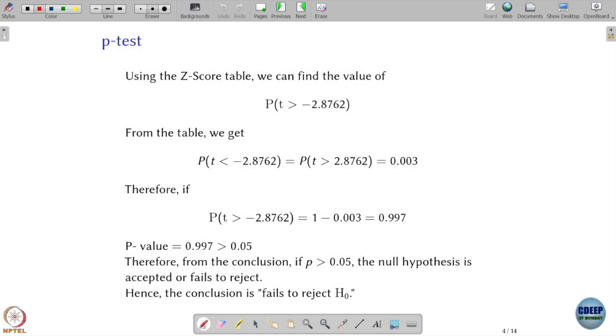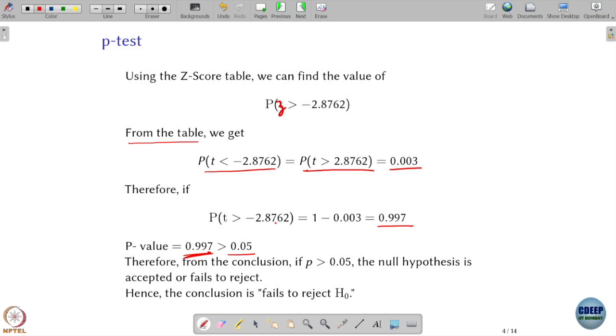minus 2.8762. Now, for this, using the z score table, you can calculate the probability of Z being larger than -2.8762 in the following fashion. We know from the Gaussian tables that the probability that Z is less than or equal to -2.8762, because of the symmetry, is also equal to Z greater than 2.8762, which is 0.003. And now, the probability that Z is greater than -2.8762 is 0.997.